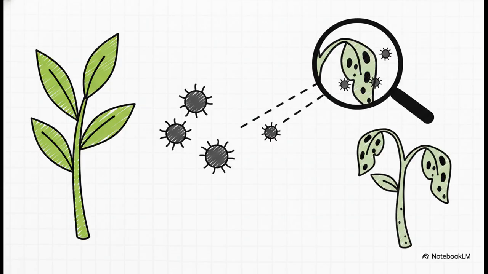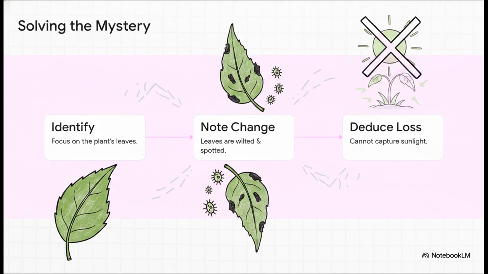So how do we explain the biological mechanics of this collapse? Let's think aloud here and solve this step by step. First, identify the structure under attack. In this case, it's the plant's leaves. Second, note the change. The leaves aren't just sick in some abstract, vague way. Their physical form is visibly wilted and spotted. The microbe has physically altered their architecture at a cellular level.